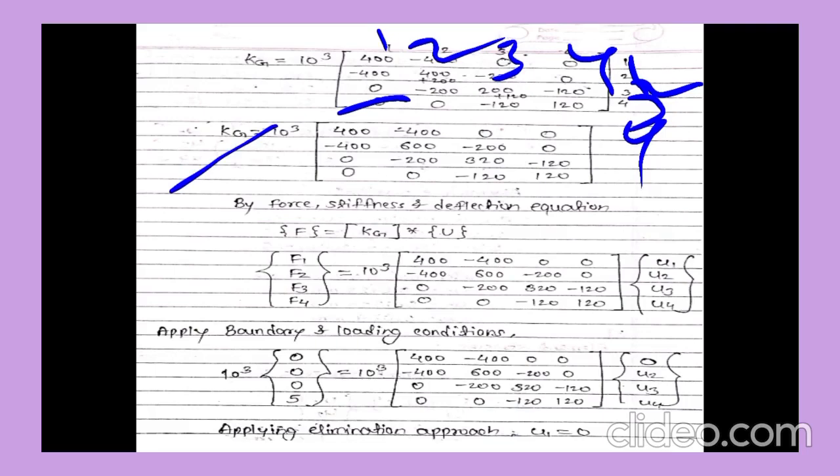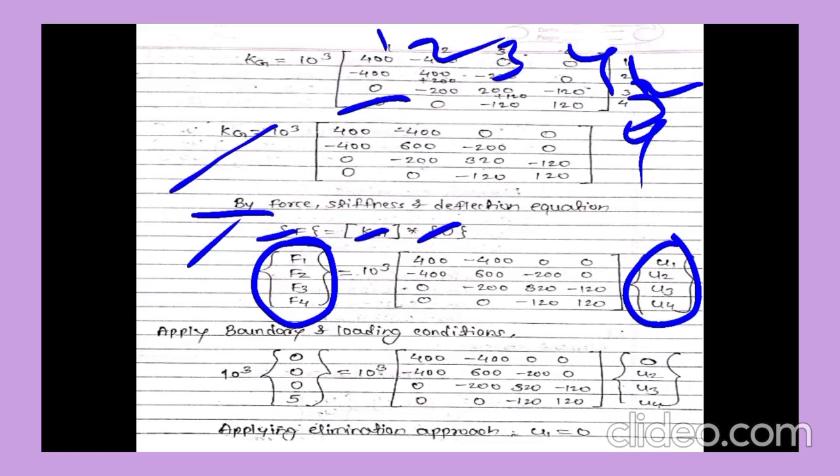And after that, we need to find the deflection. For that, there is a relation between force, stiffness and deflection, which is given by F is equals to Kg into u. Okay, this F is nothing but the global force vector, this Kg is the global stiffness matrix and u is the global nodal displacement. So in the given problem, there are 4 nodes, so that will be subjected to a total of 4 forces, and they will have a total of 4 displacements.